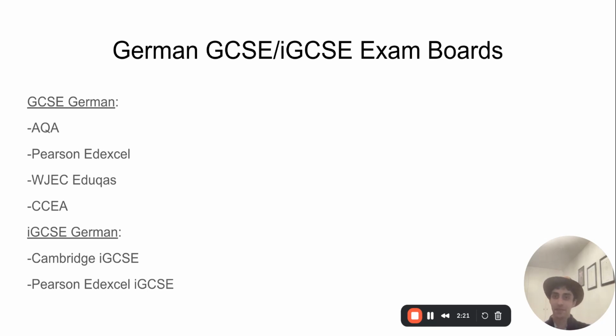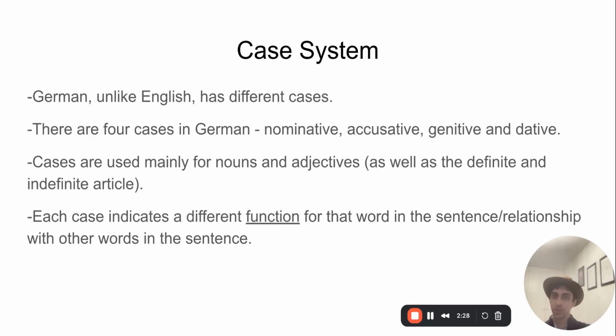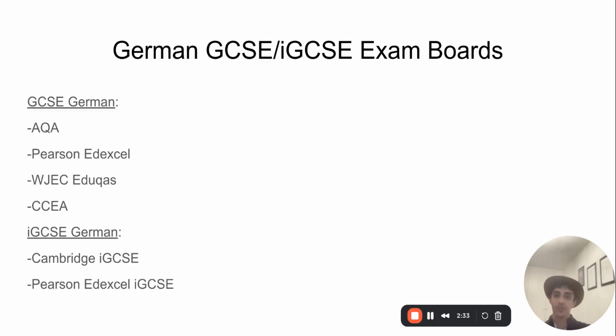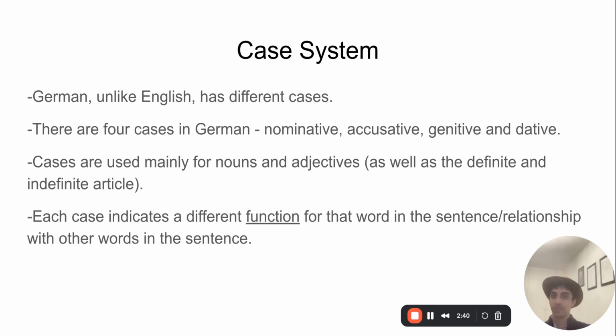But the good thing is that today we are looking at a part of German grammar, something that many students can struggle with at German GCSE and iGCSE level, which is the case system. So no matter which of these exam boards you're taking, this should be very useful for you, because all German students for GCSE and iGCSE will need to know about the case system, how these different cases work exactly, how to differentiate between them and how to use them, and so on. So let's get into that.